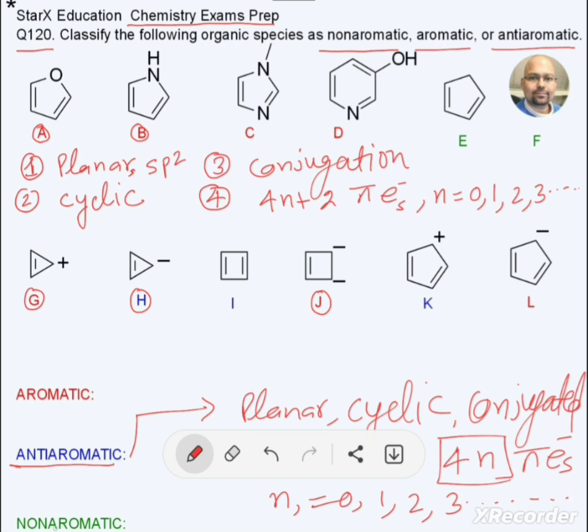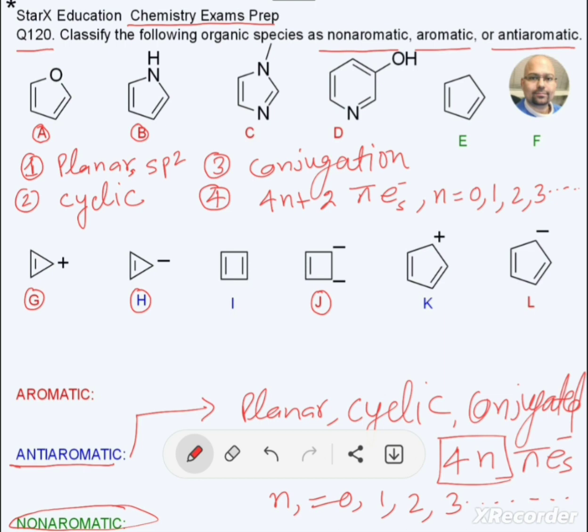So now, what is non-aromatic? Non-aromatic is a species that has one of these four conditions missing. It may have one condition missing, or it may have more than one condition missing. So let's have a look at the examples now and classify the species.